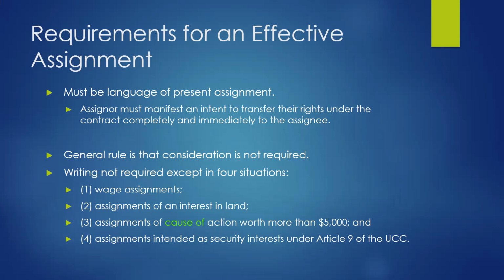1. Wage assignments. 2. Assignments of an interest in land. 3. Assignments of cause of action worth more than $5,000. And 4. Assignments intended as security interests under Article 9 of the UCC.